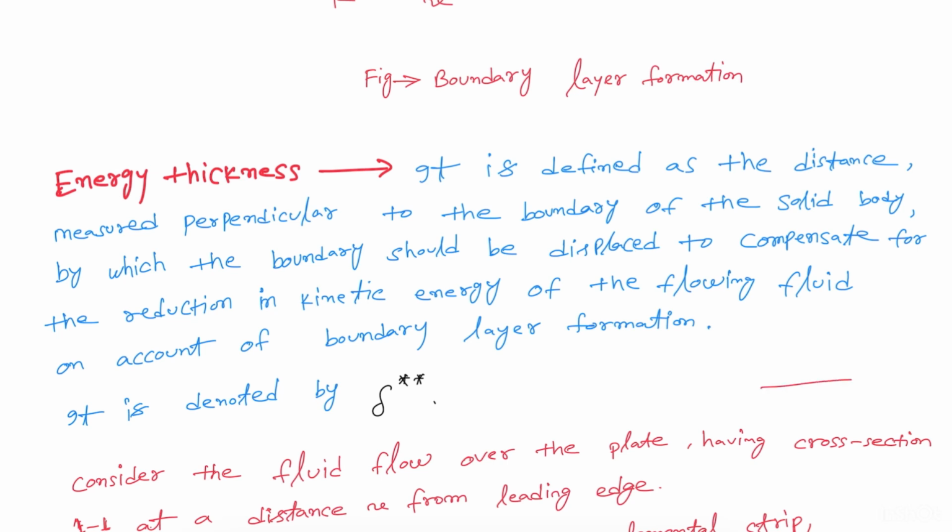So this is the solid plate. This is boundary layer formation. To compensate for the energy losses in the boundary layer, the same fluid flows outside the boundary. The amount of this loss will be equal to the fluid flow in this zone. The amount of energy of this zone, delta double dash, is equal to the amount of loss of this zone in the boundary layer.